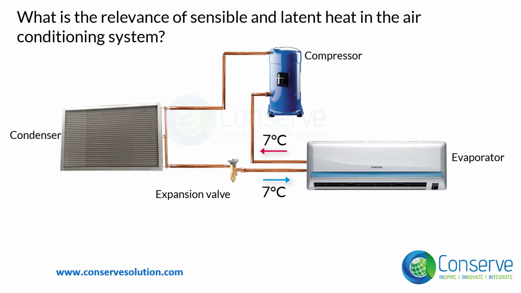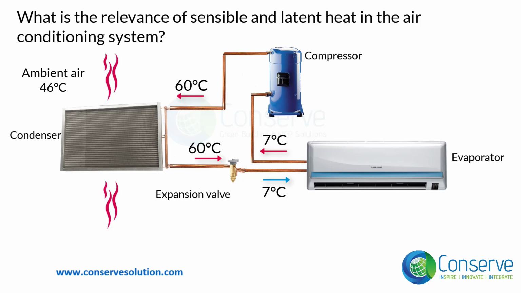The condenser in AC equipment rejects heat from refrigerant to atmosphere by changing the phase of refrigerant from vapor to liquid. That is the reason it is called as condenser. In a typical air conditioning condenser, refrigerant in vapor state enters at 60 degrees Celsius. It is cooled by ambient air at 46 degrees Celsius and leaves as a liquid at 60 degrees Celsius or lesser.